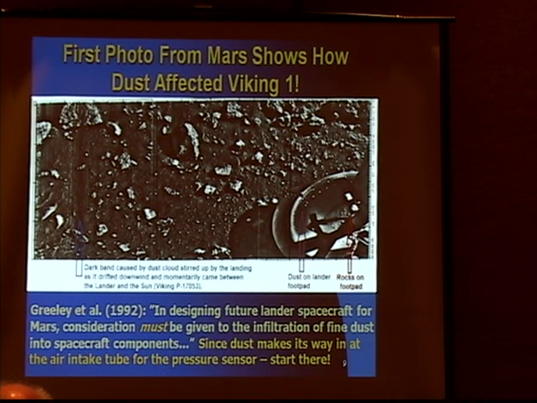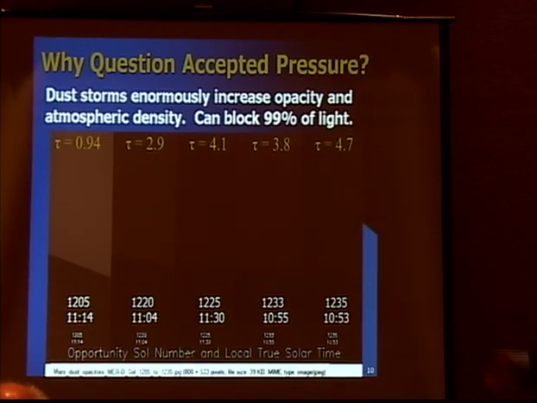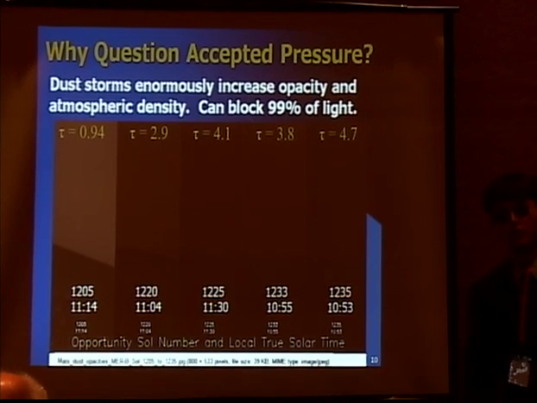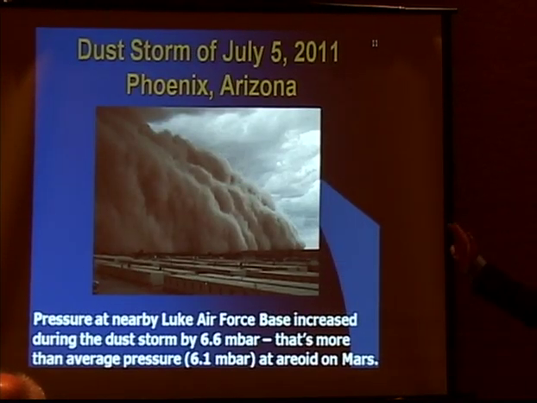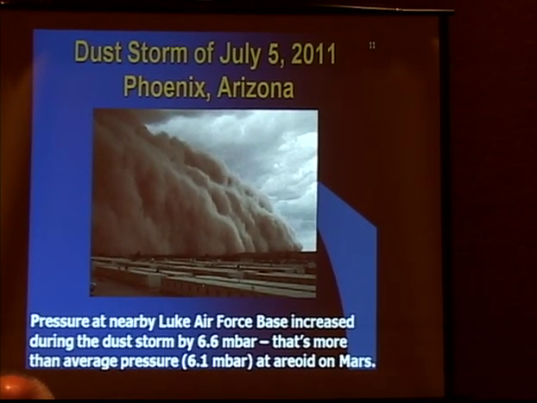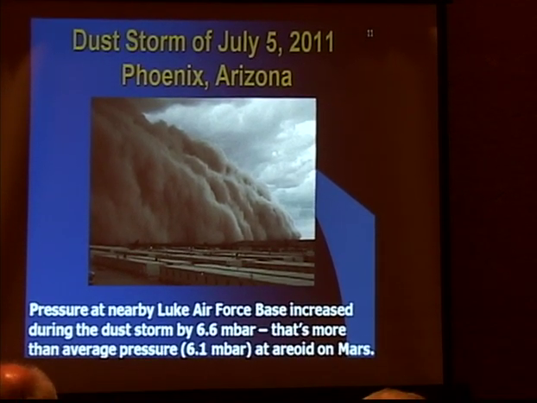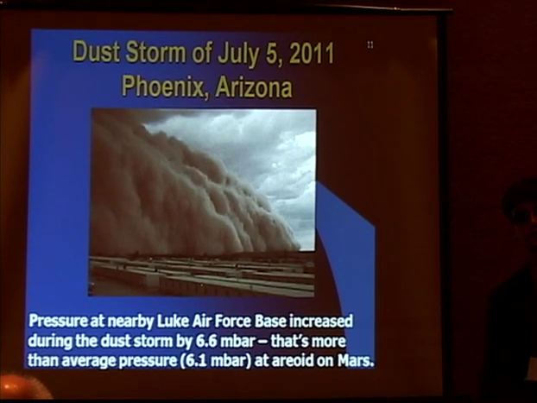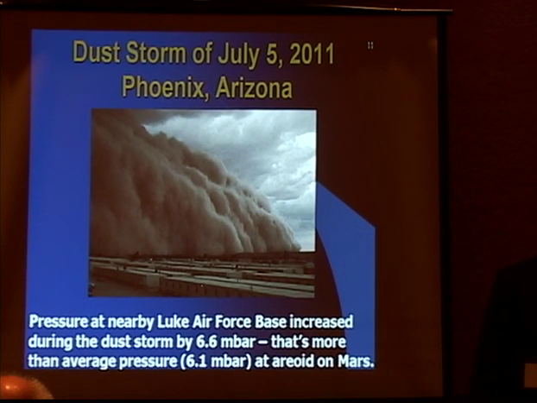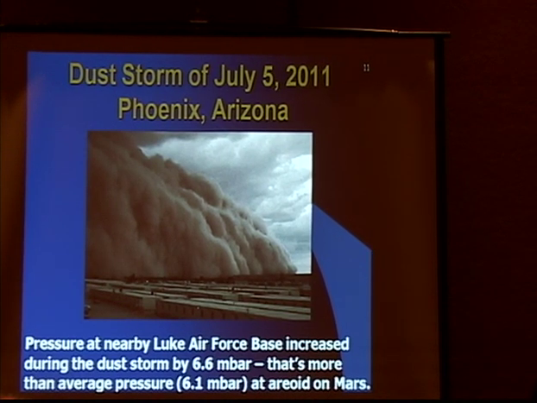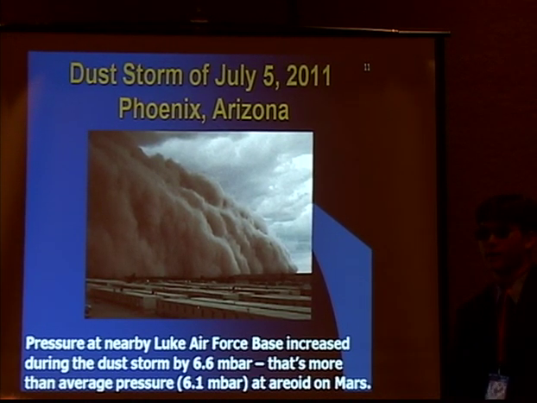Next one. Well, it actually can. Dust storms, when they occur, can block out as much as 99% of incident light. This event actually happened on Earth locally in Phoenix, Arizona, in the month of July. The pressure at Luke Air Force Base increased during the dust storm by 6.6 millibars at least. I say at least because the measurements were taken about once every hour, so they may have missed the high point. But the point is that that pressure increase is more than the entire Martian atmosphere.